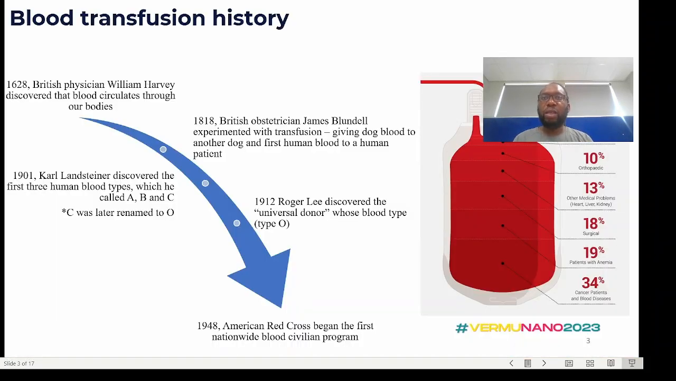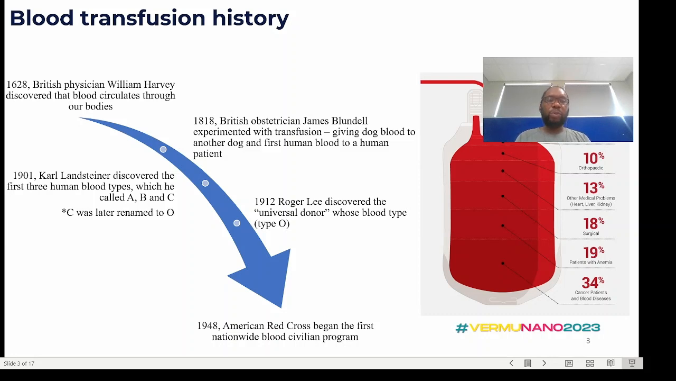So briefly looking into the history of artificial blood, we can see that in 1628, it was discovered that blood is actually circulating. And then in 1818, this is where the first experiments of blood transfusion occurred, which occurred between dogs. And then you can see that this later led to human blood transfusion. And then this is where we first discovered three types of blood groups, A, B, C, and then C was later renamed to O. That's when type O was designated as a universal donor. And then in 1948, the American Red Cross began the first nationwide civilian blood program.